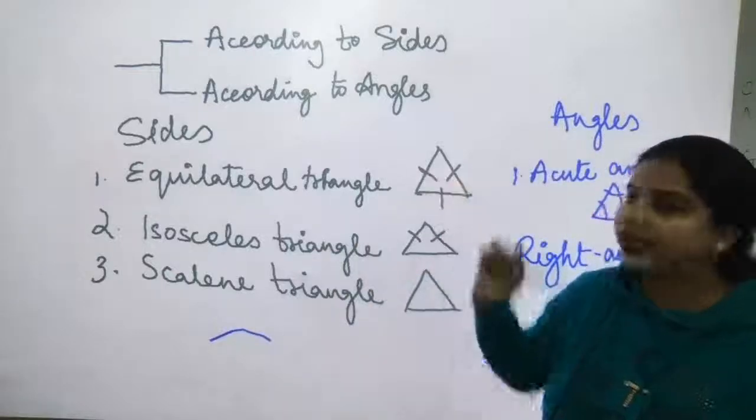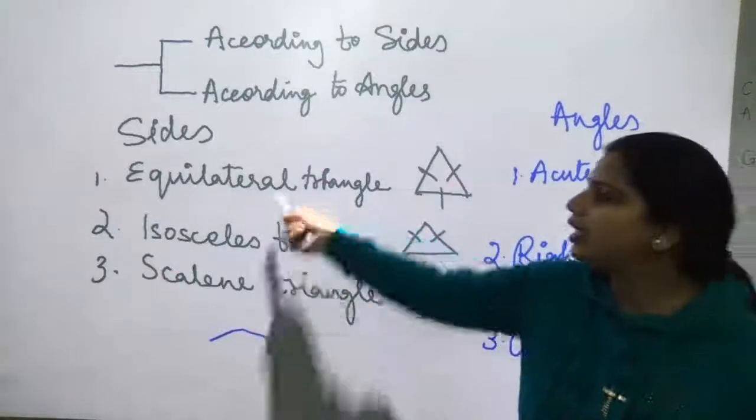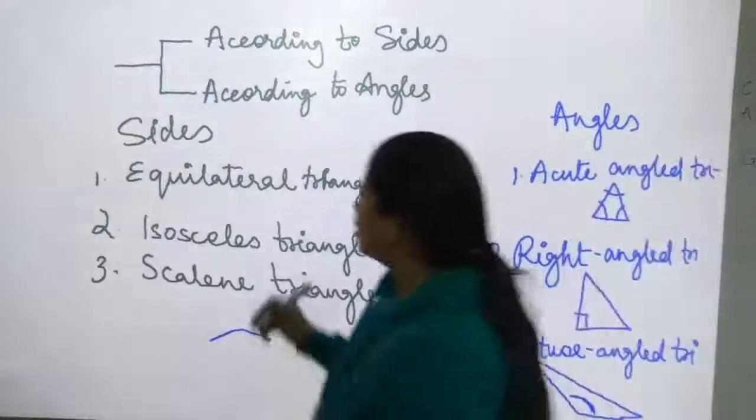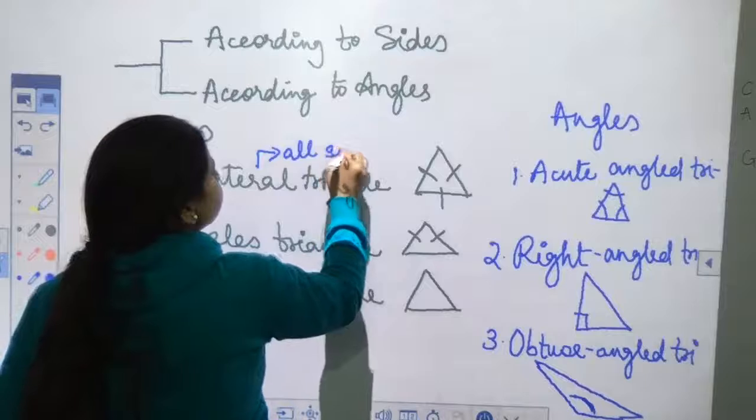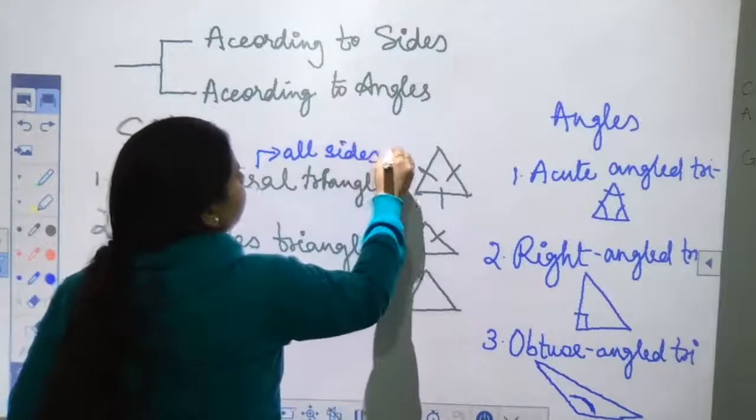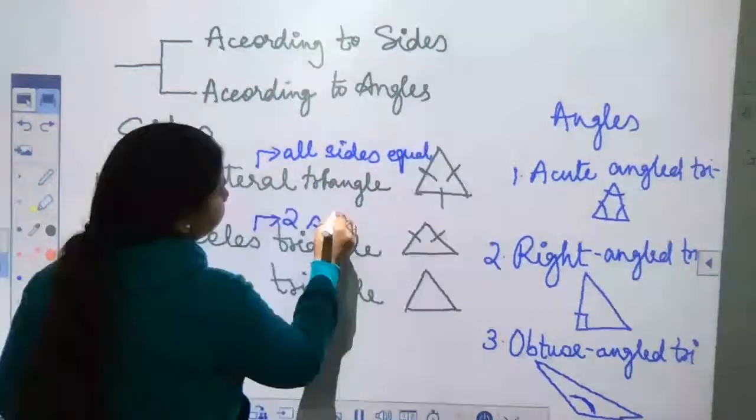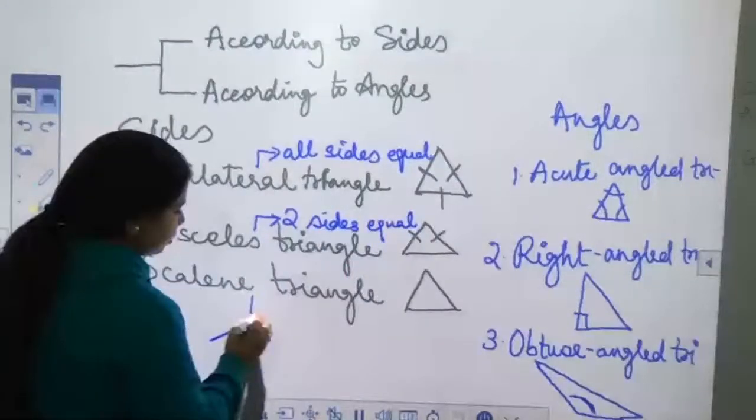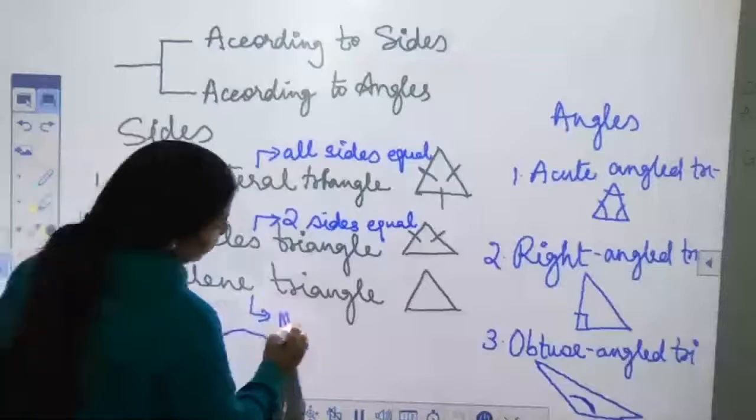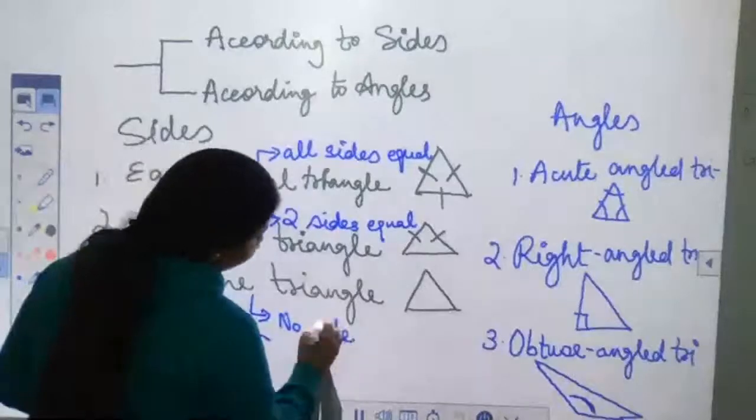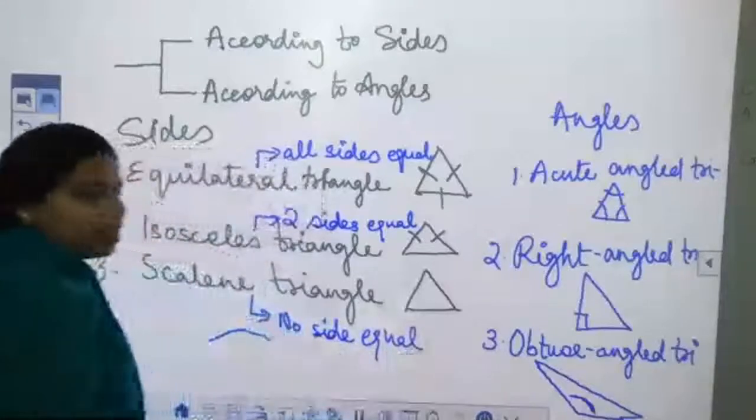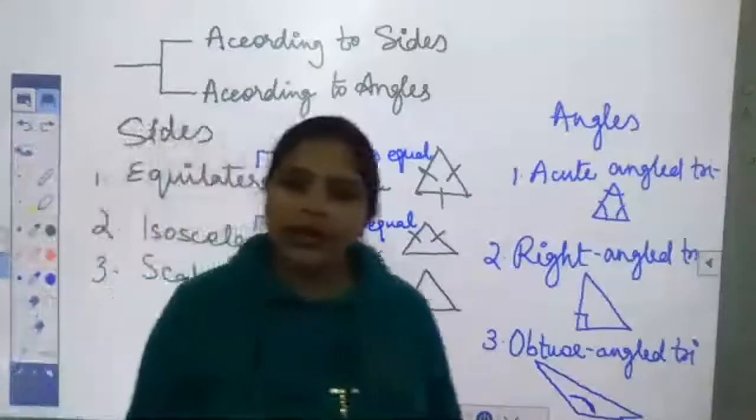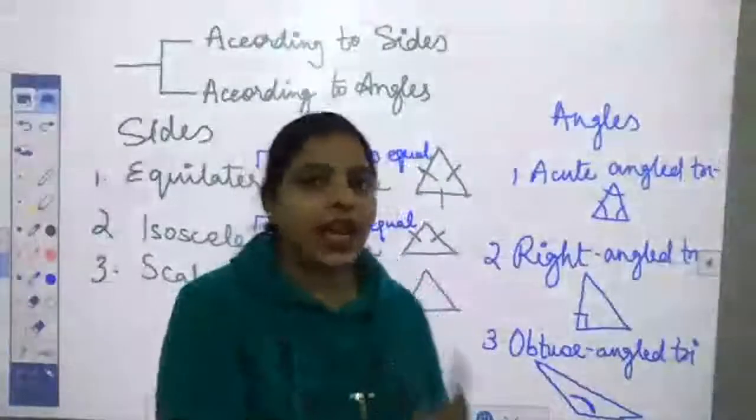When all sides of a triangle are equal, it will be an equilateral triangle. So equilateral means all sides equal. Two sides equal. No side equal. See, this is how we classify triangles as per the sides and angles.